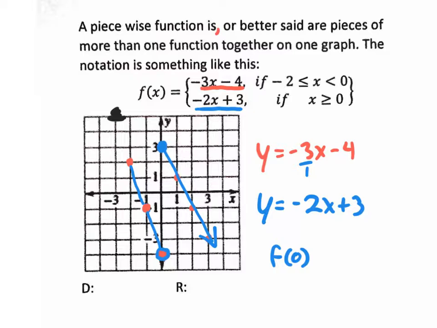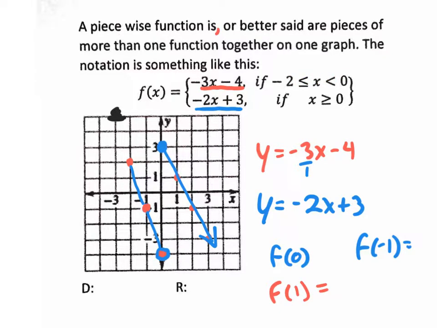If I told you find f of 5, where would you plug in 5? Into the top one or to the bottom one? Bottom one, because 5 is greater than 0, so you'd plug it in here. If I told you find f of 1, which one would you use, the top one or the bottom one? The bottom one, because 1 is greater than 0. What if I said find f of negative 1? Then you'd use the top one, because negative 1 is between 0 and negative 2.